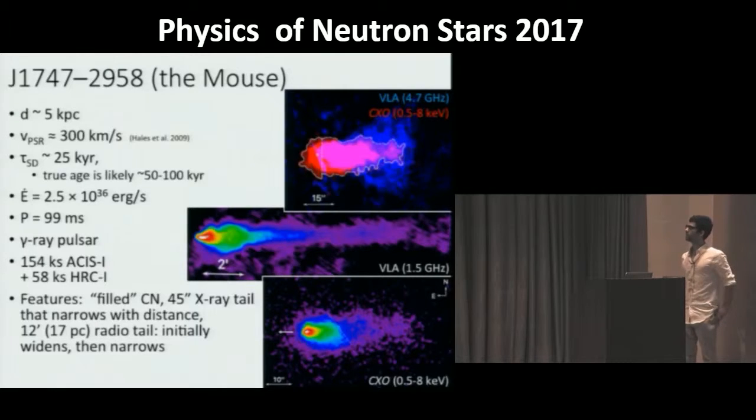It's also seen in gamma rays as well as in radio. And it features this filled morphology similar to BO355. The X-ray nebula narrows with distance, and then it has this extremely long 17 parsec radio tail that initially widens, but then it kind of narrows. And I think it's one of the longest pulsar tails seen.